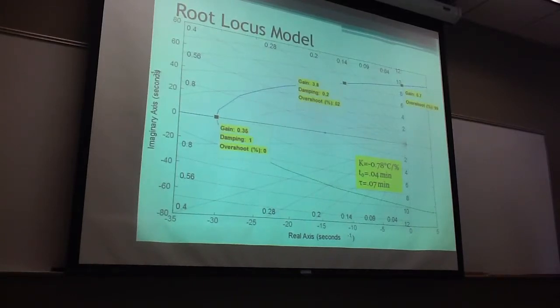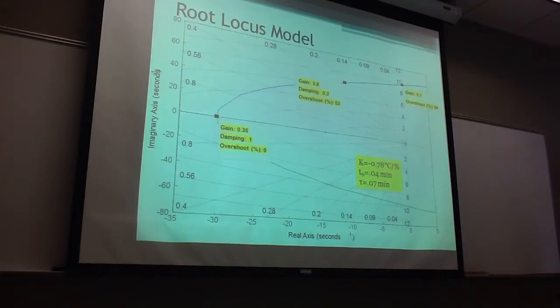The ultimate controller gain from this Routh model we found to be 5.7, then 3.8 for the quarter decay, and the critical damping is 0.35% per degree Celsius. When we apply it in MATLAB, it also gives you the damping ratio for each of these. There is no damping ratio for the one towards the top because it is basically 0. For this plot, we use the gain of -0.78 degrees Celsius per percent with a time constant of 0.07 minutes and a dead time of 0.04.